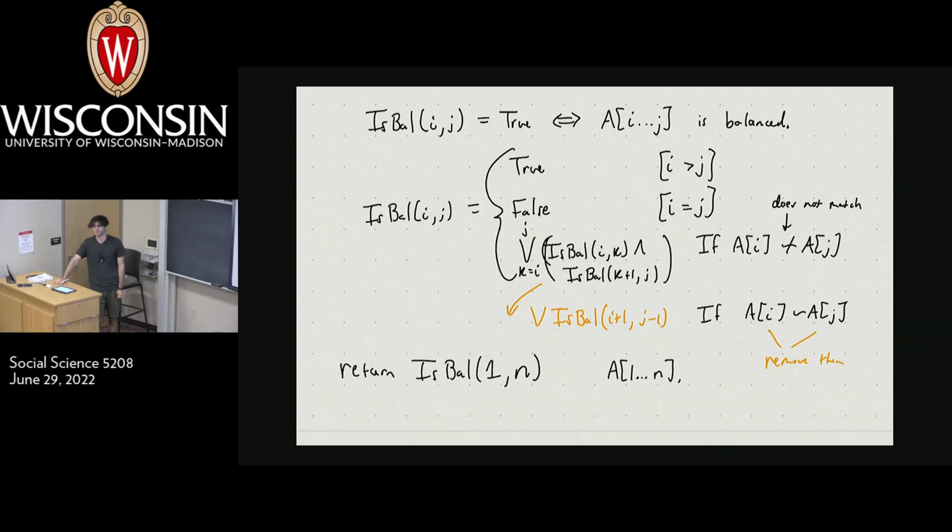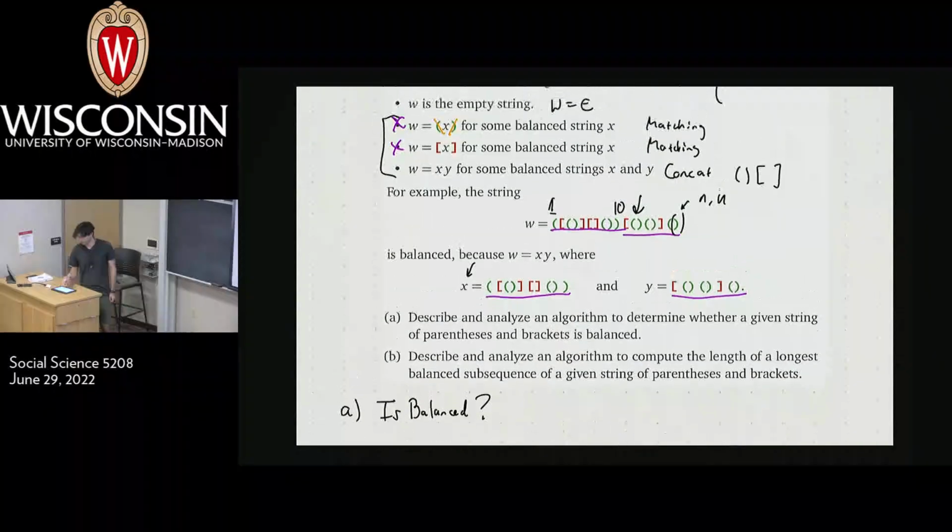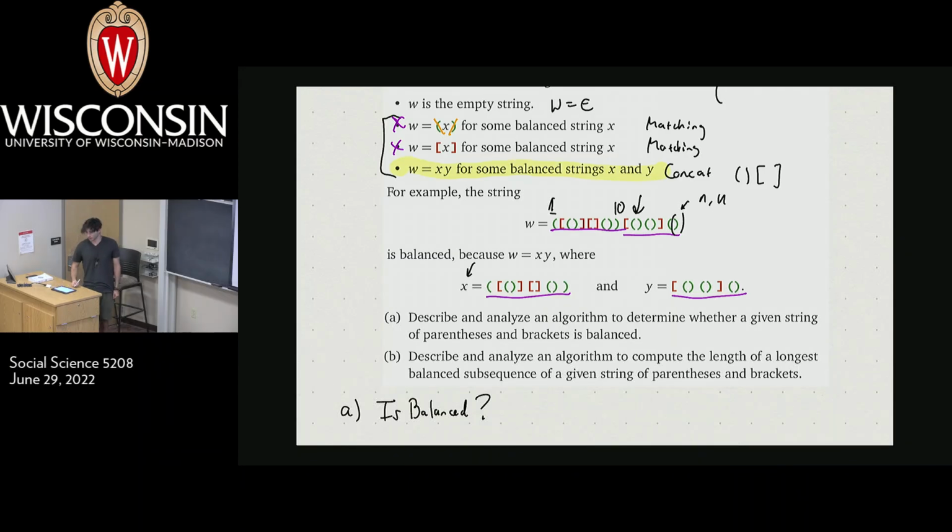Any questions on this algorithm? Yes? Can you just explain the case where A_i and A_j do not match, like what's going on? Yeah. So this is implementing this part of the recursive definition. If there's no matching left and right paren, we can't use the top two cases. So our only option is for that to be true.